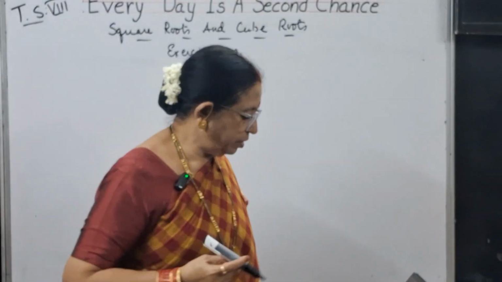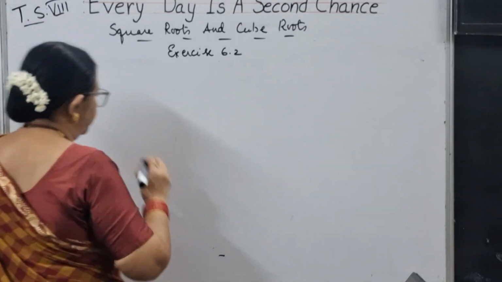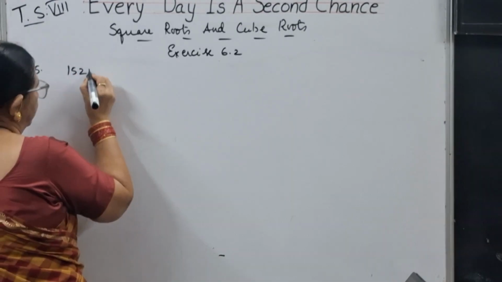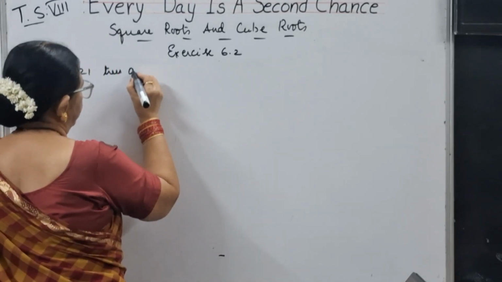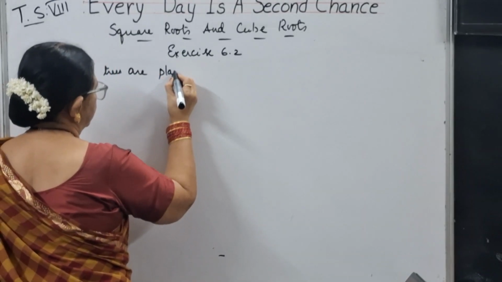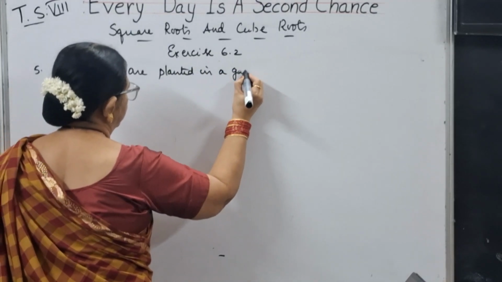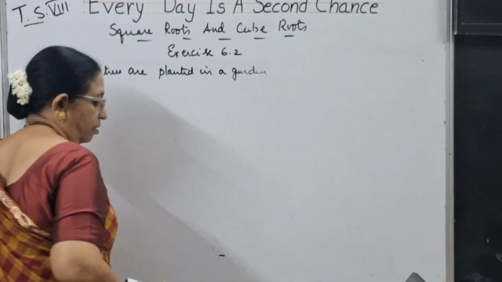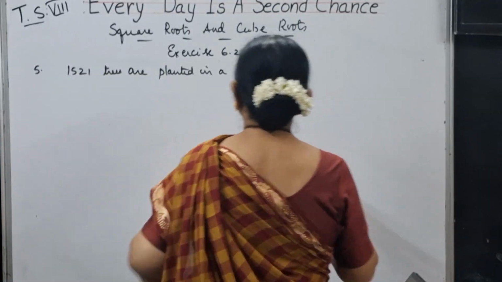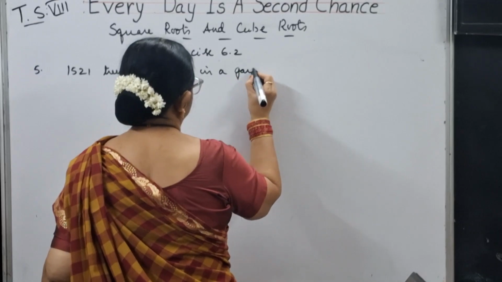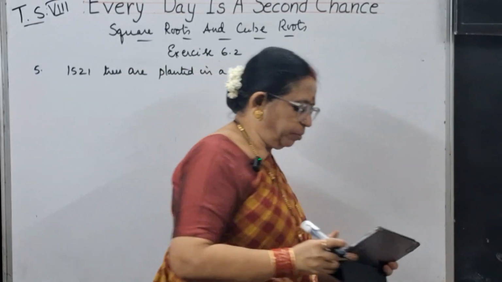Now fifth sum, children. Fifth sum, 1521 trees are planted in a garden. The problem goes in this way, children. So I'll be reading that problem for you. So let me read the problem.